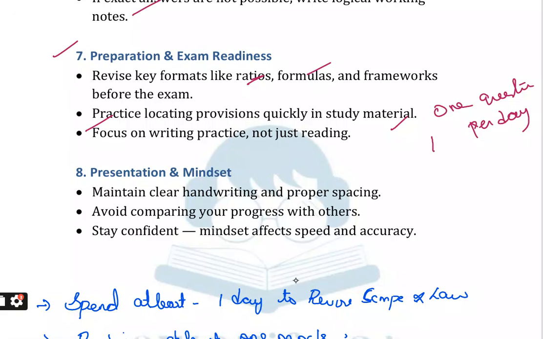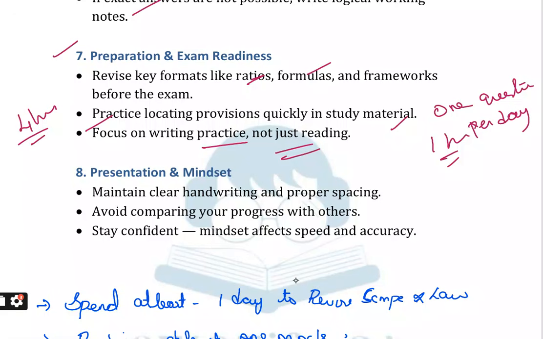At least 1 hour per day you can spend on these areas to get an insight into IBS and to practice on IBS, if you feel you're less prepared in IBS. So focus on writing practice, not just reading. Writing is very important, because here you are going to write for 4 hours. Four hours of writing is not easy unless you practice daily.